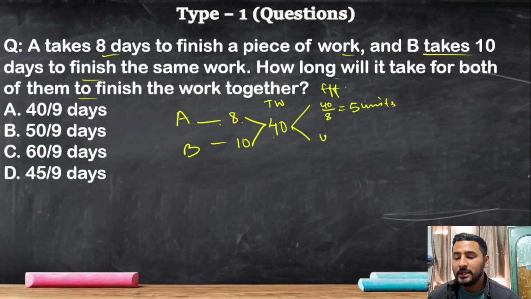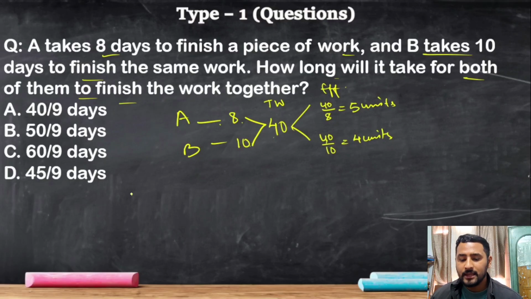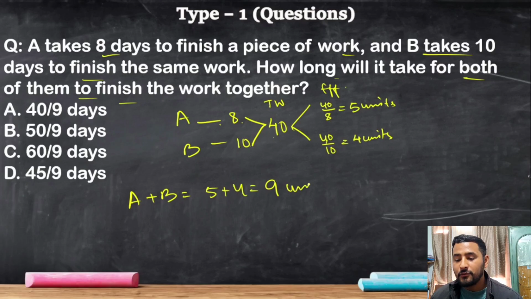Same way, how much work can B complete? 40 by 10, so it will be 4 units. B can complete 4 units of work per day. But this question is asking about both of them finishing the work together. Same way, A plus B, right? Now A plus B, 5 plus 4, will be 9. So they can complete 9 units of work per day.